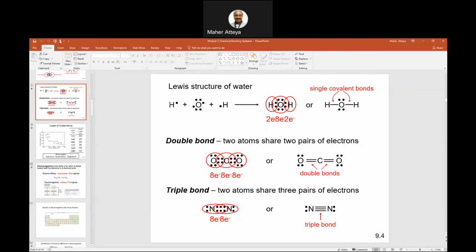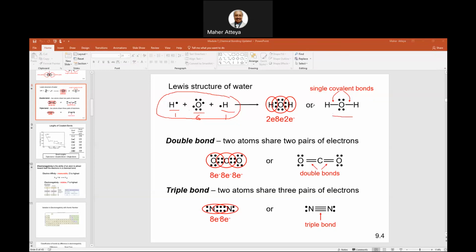If I look at this example here, I'm combining a hydrogen atom with 1 valence electron and oxygen, group 6, with 6 valence electrons. This is 1, this is 6, and this is 1. I'm making H2O, something that looks like this or like this.